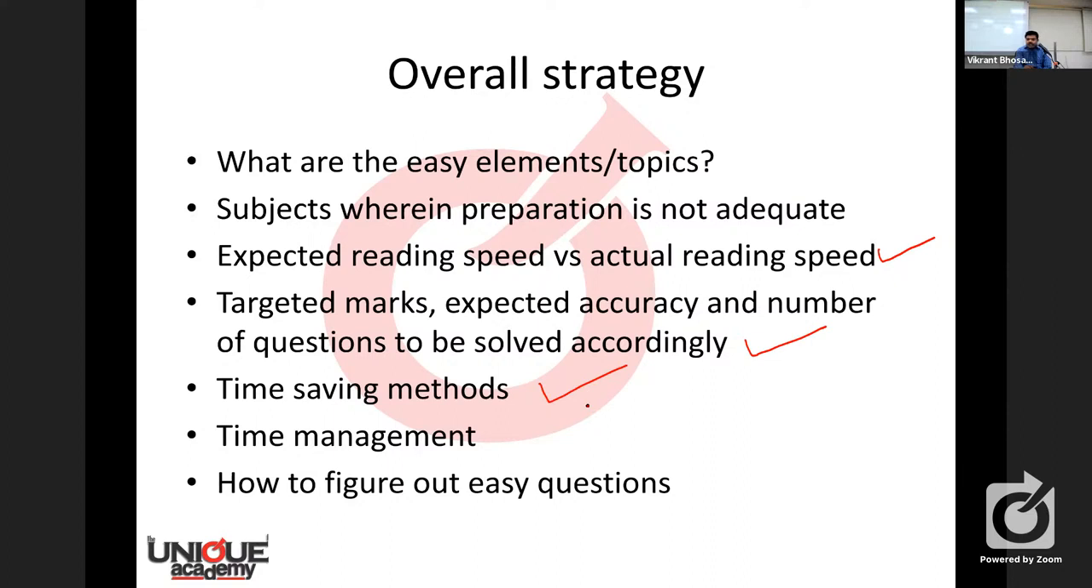Are you aware of this elimination method? एक statement अगर गलत हो जाता है तो तीन option गलत हो जाते हैं. So ये बहुत बार आपको help करता है, to save the time.